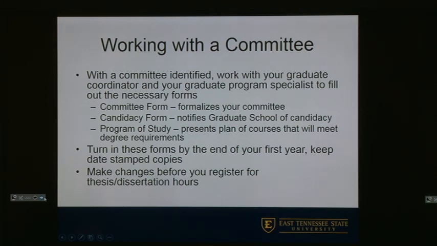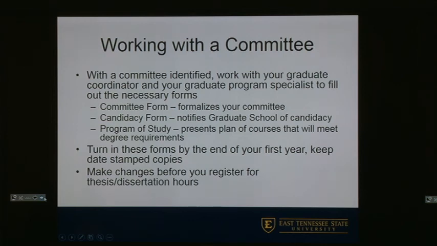So you turn these forms in, ideally by the end of your first year. Keep stamped, dated copies. Things do get lost, unfortunately. If you have a copy, it's a lot easier to make another one than it is to start from scratch and have to circulate the forms for additional signatures.